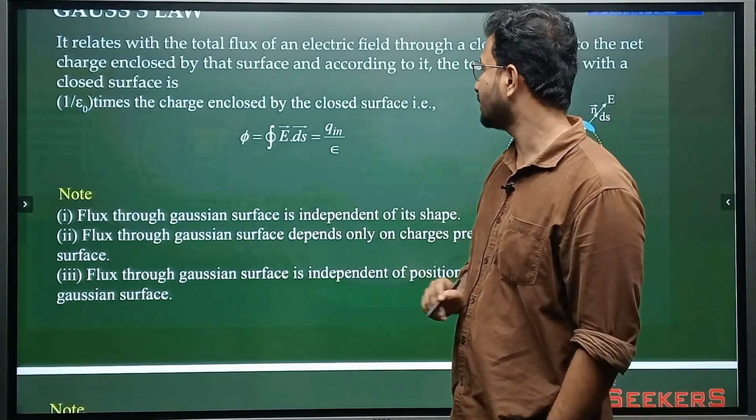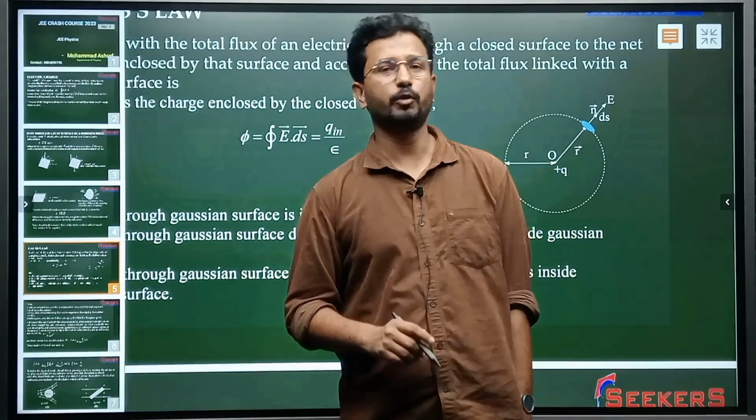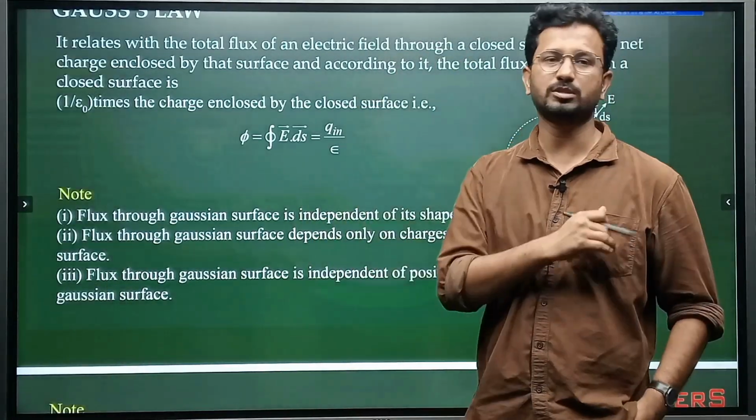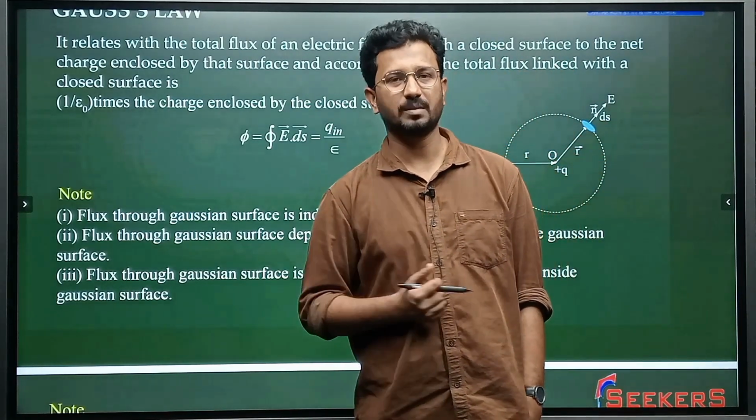Q internal by epsilon naught. Actually, there is an epsilon naught missing here. Q internal by epsilon naught. Q internal is the internal charge enclosed by the closed surface, which is sometimes also called the Gaussian surface.